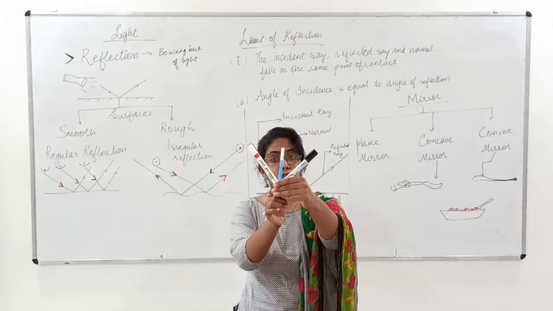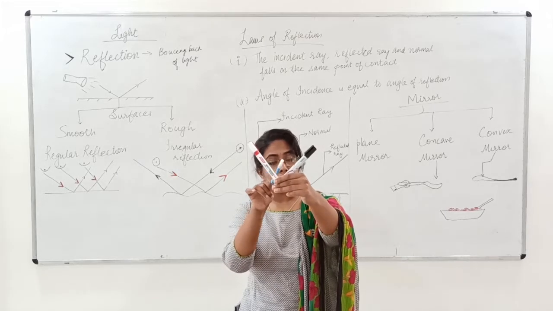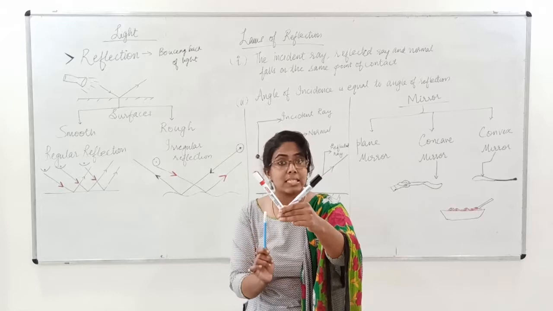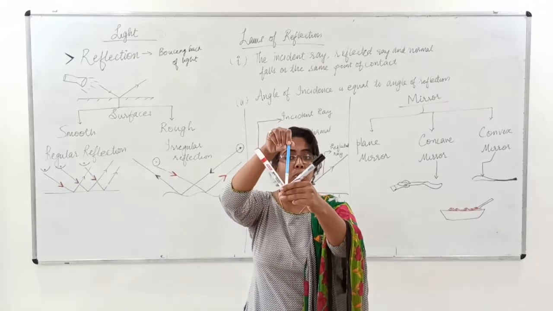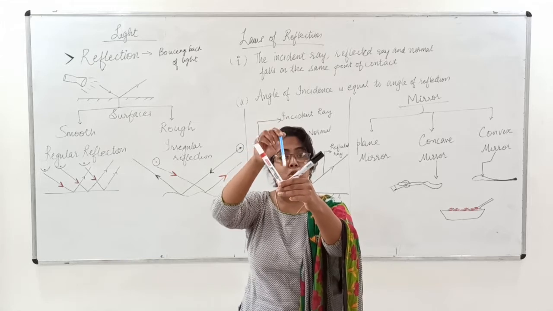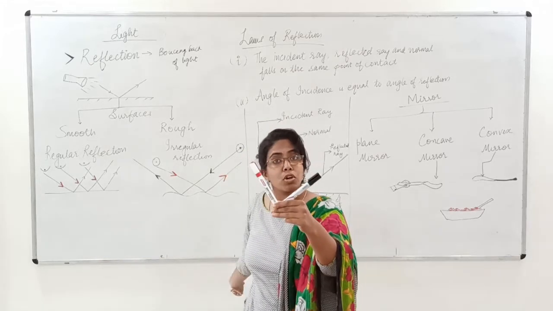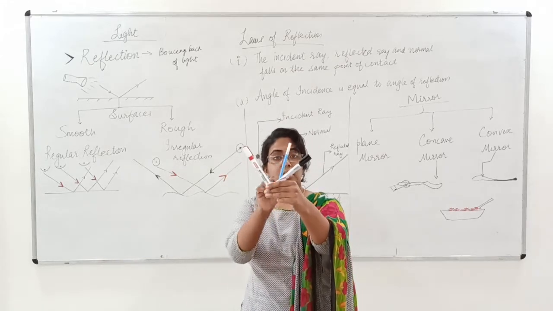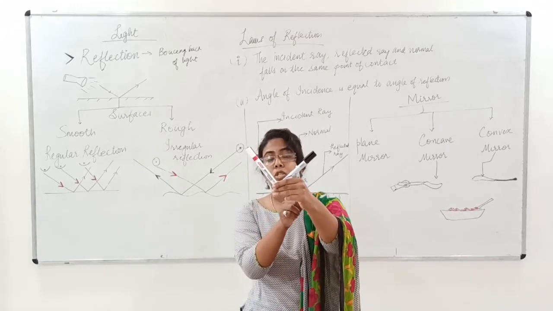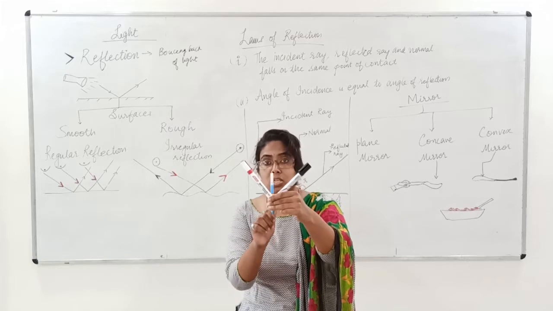And the angle which you can just imagine is forming between this blue line will be called the angle of incidence. And the point which I'm just using to hold, this point we will call the point of incidence. And this ray which is just coming out, the black marker one, this will be marked as the reflected ray.